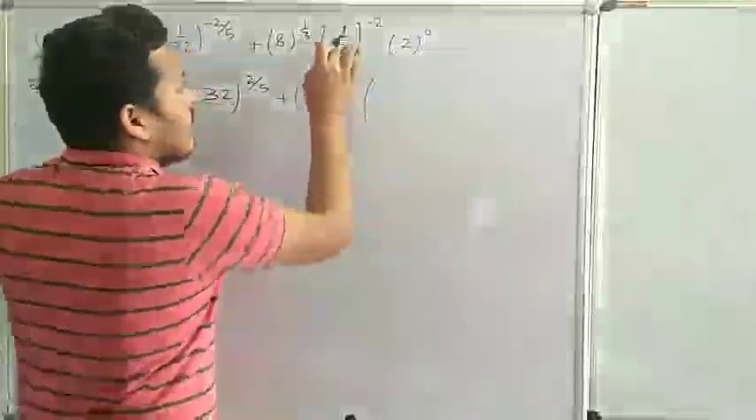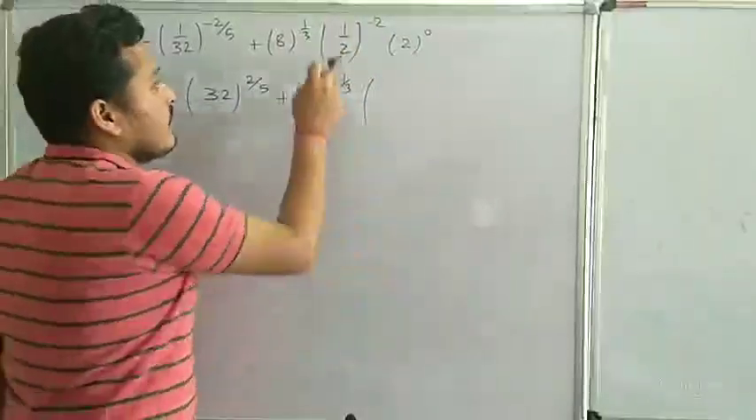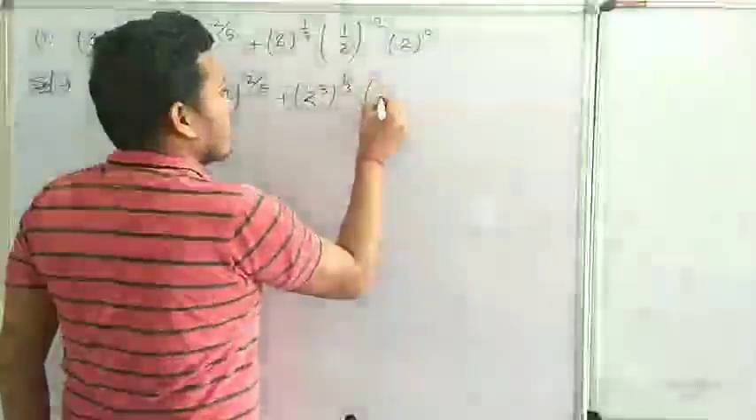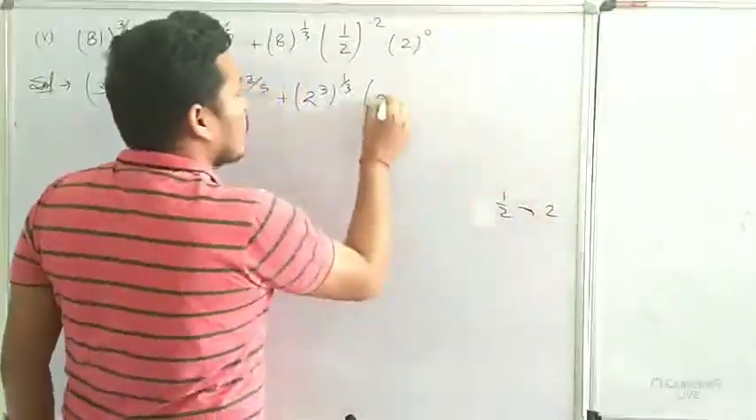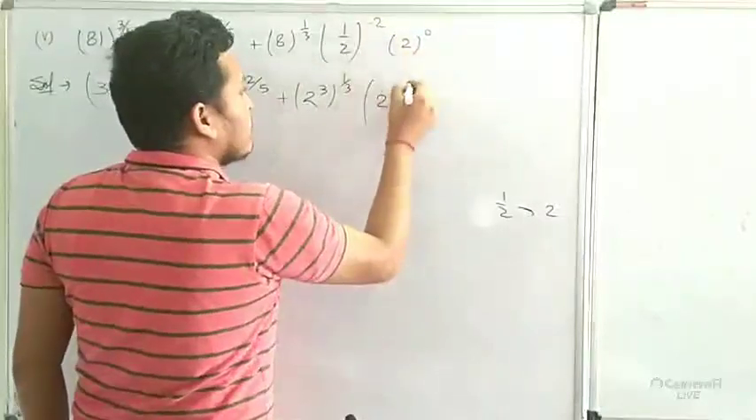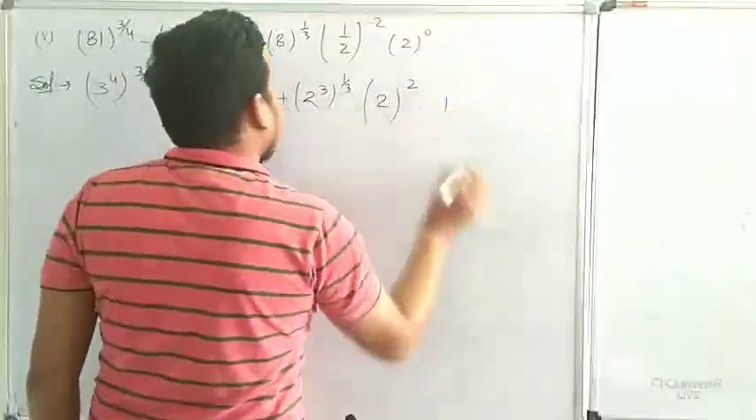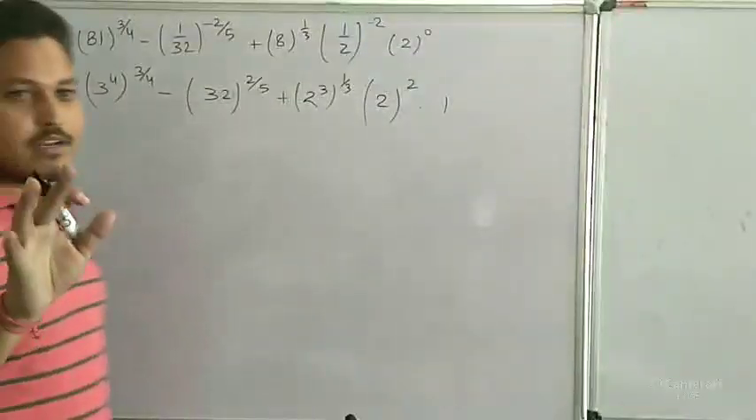Then similarly here 1 by 2 and the power is negative. So remove this negative sign. So we can do the reciprocal of this fraction. The reciprocal of 1 by 2 is 2. So 2 to the power will be positive 2. And the last number is 2 to the power 0. And as you know, if any number's power is 0, then it becomes 1.